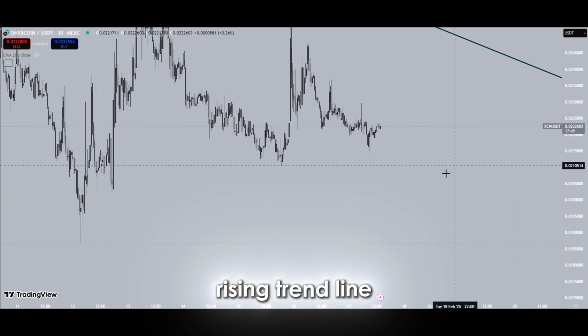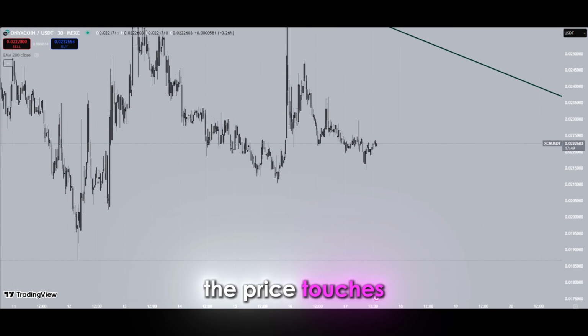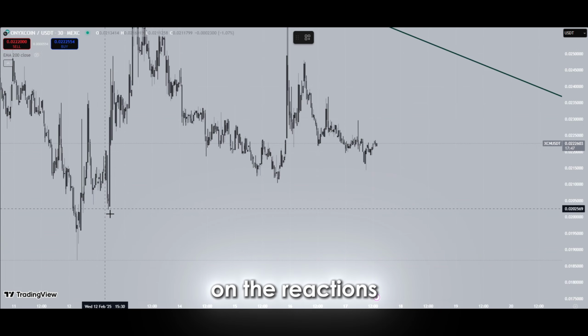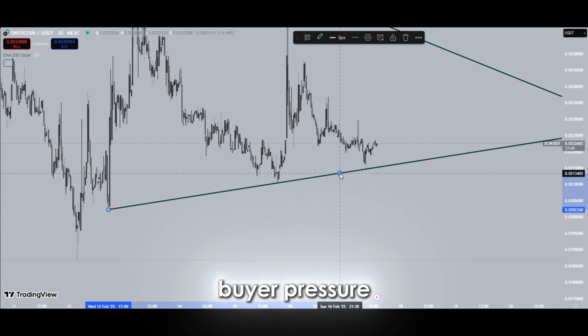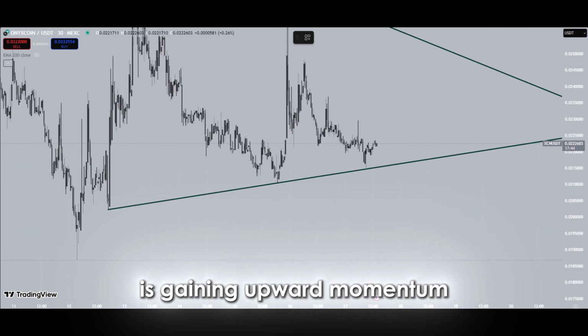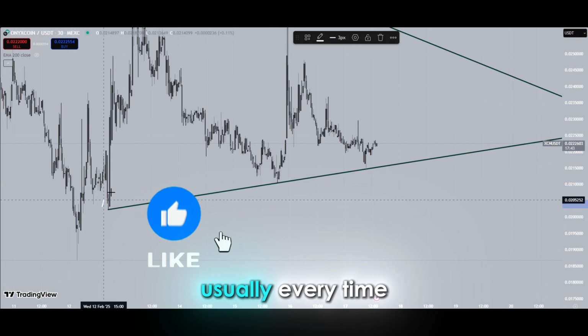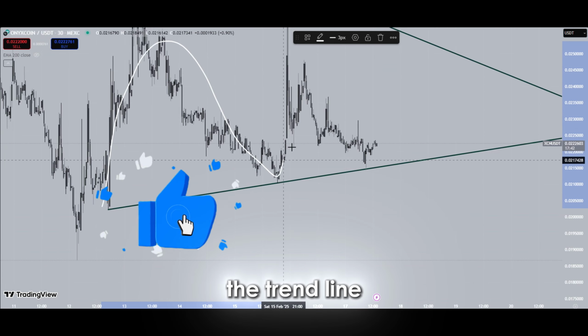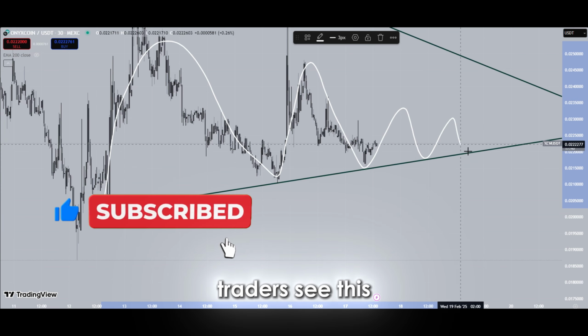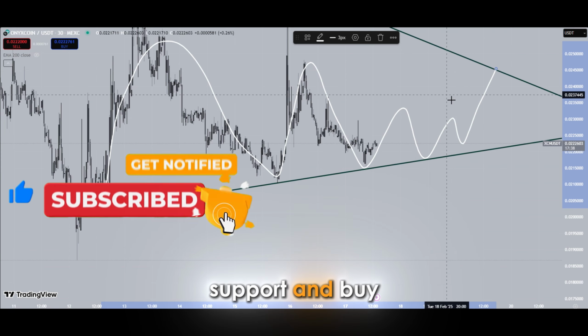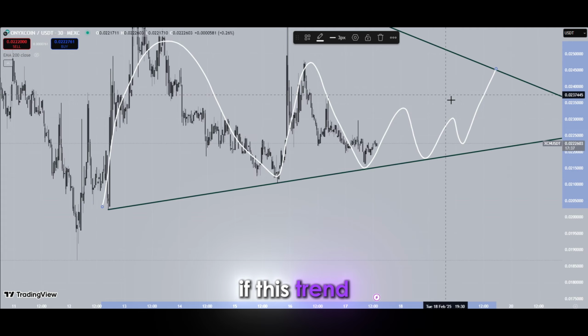There's a rising trend line coming up from the bottom. The price touches this trend line and moves upwards on the reactions it receives from it. Such uptrends indicate that the market is under buyer pressure and the price is gaining upward momentum. Usually, every time the price touches the trend line, it finds support and moves up again. This indicates that traders see this level as a strong support and buy. If this trend is maintained, it will make new highs on an uptrend.